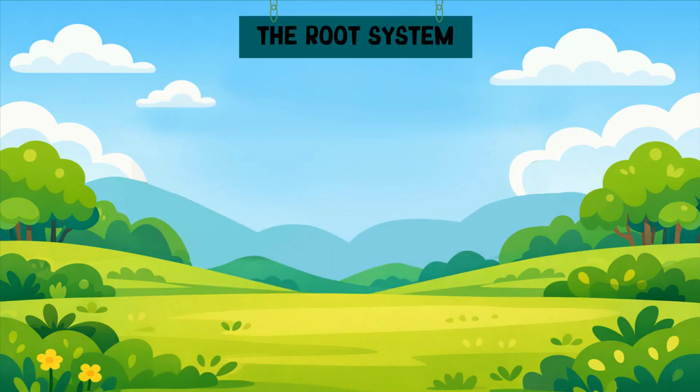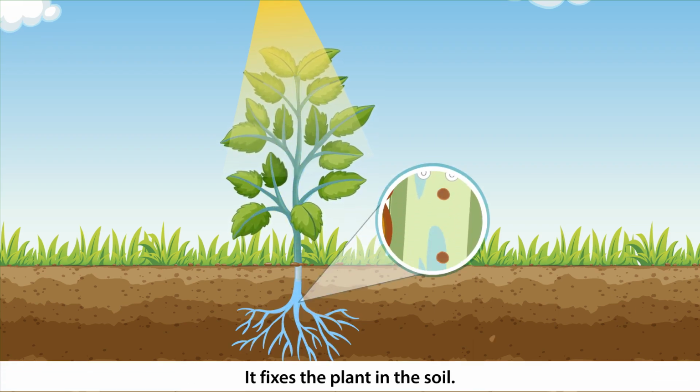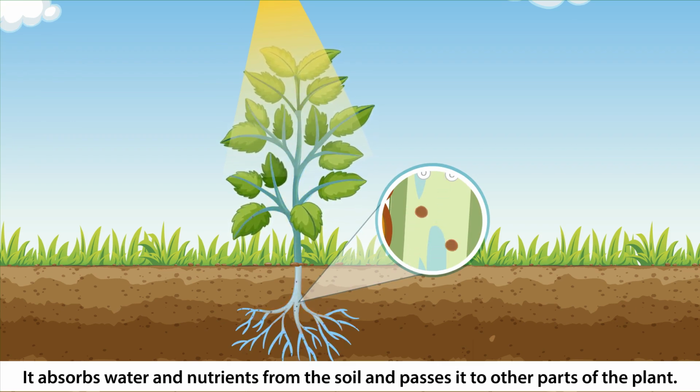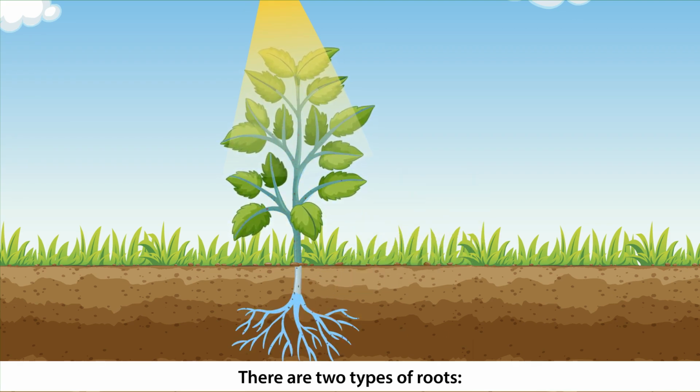The root system. The root. The root is an important part of a plant. It fixes the plant in the soil. It absorbs water and nutrients from the soil and passes them to other parts of the plant. There are two types of roots.